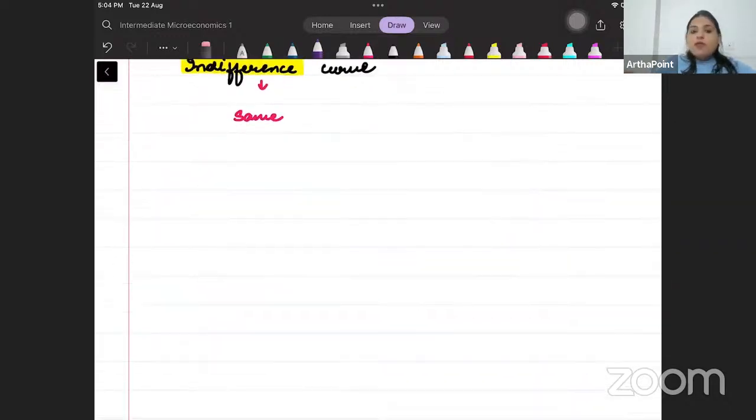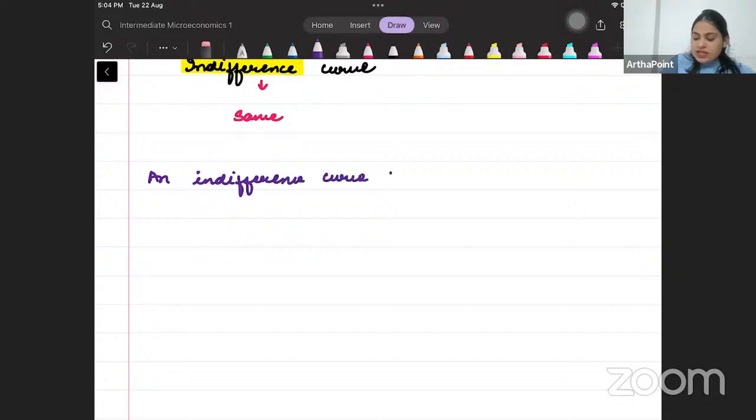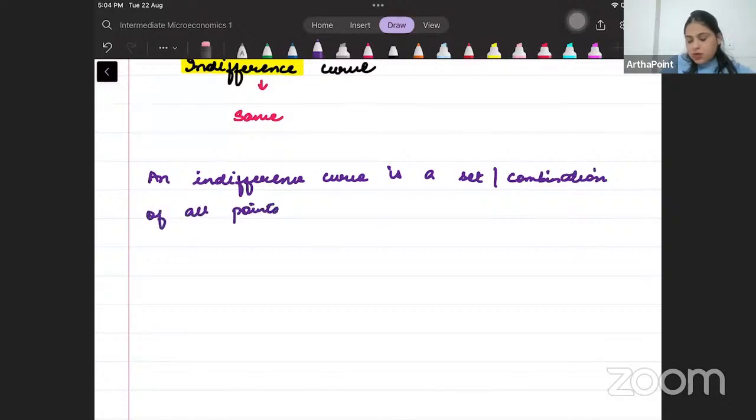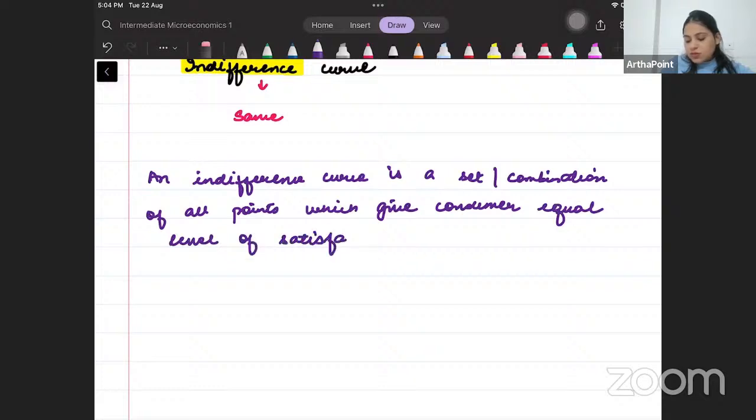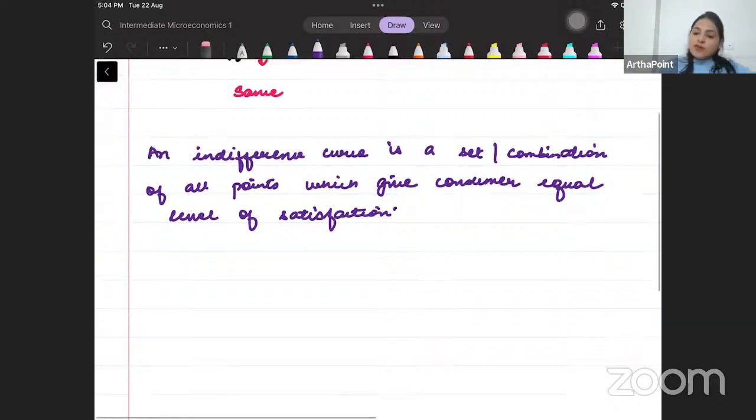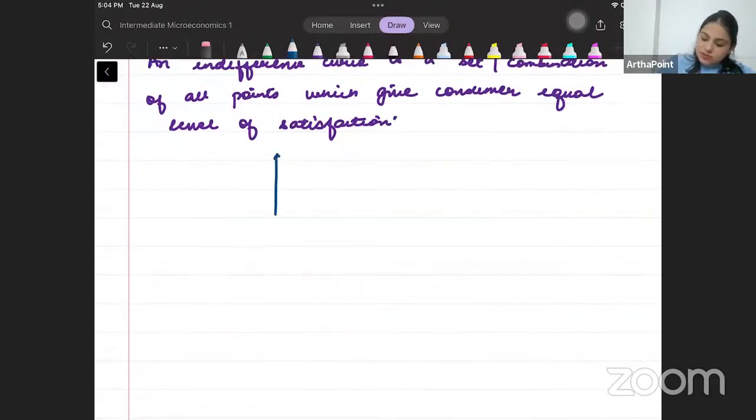So let us write down the formal definition. An indifference curve is a set or a combination of all points which give the consumer an equal level of satisfaction. Right? So for example, let's draw an indifference curve.